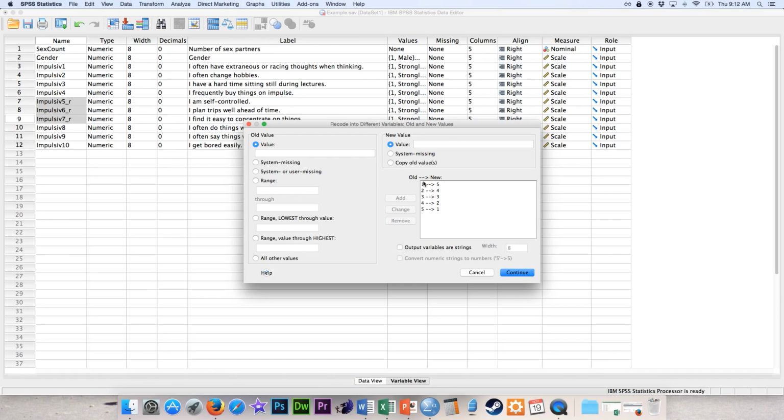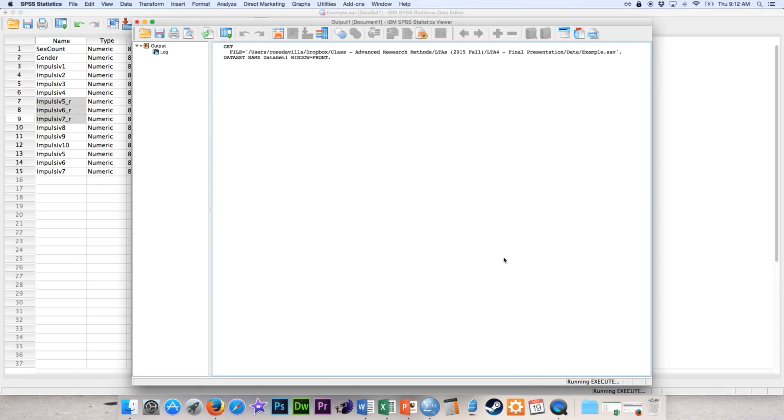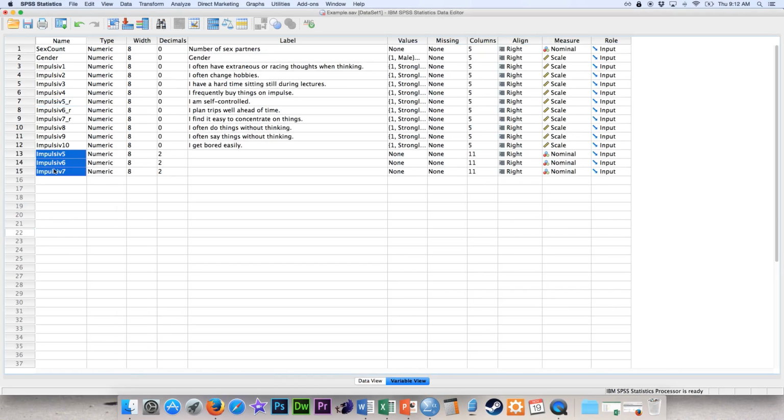So there we have it. And just to make sure that we did this right, it should read 1, 2, 3, 4, 5 on this side, and 5, 4, 3, 2, 1 on this side. So we did that correctly, so we can hit continue, OK. And it creates these new reverse scored items right there. They're just the reverse of what was answered in these.